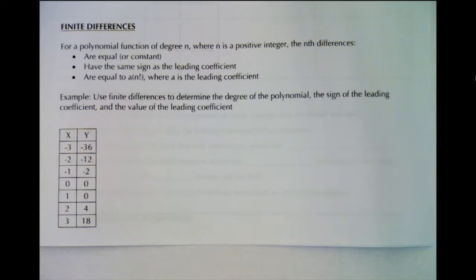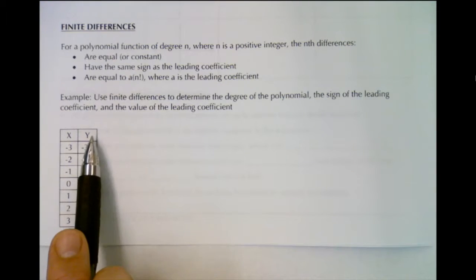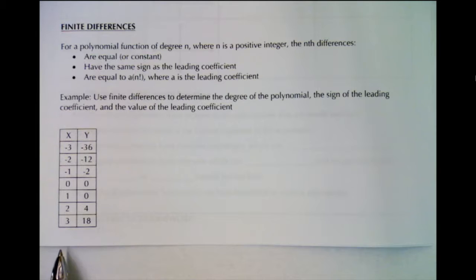This video is on finite differences, and it's a part of lesson 3.1, exploring polynomial functions. The idea behind a finite difference is that, as you saw in grade 9 or grade 10, you could find differences in y values as the x stays constant. So here we have a table of x values with related y values, and if you notice, the x's are all going up by 1.